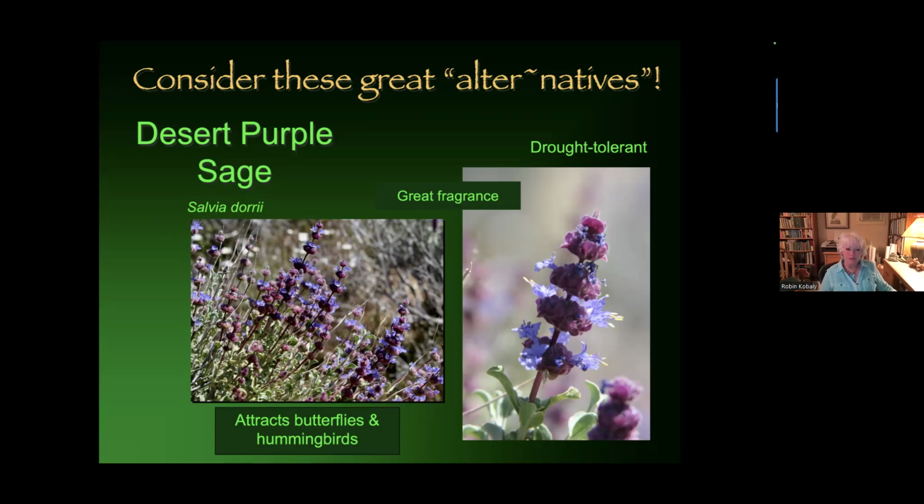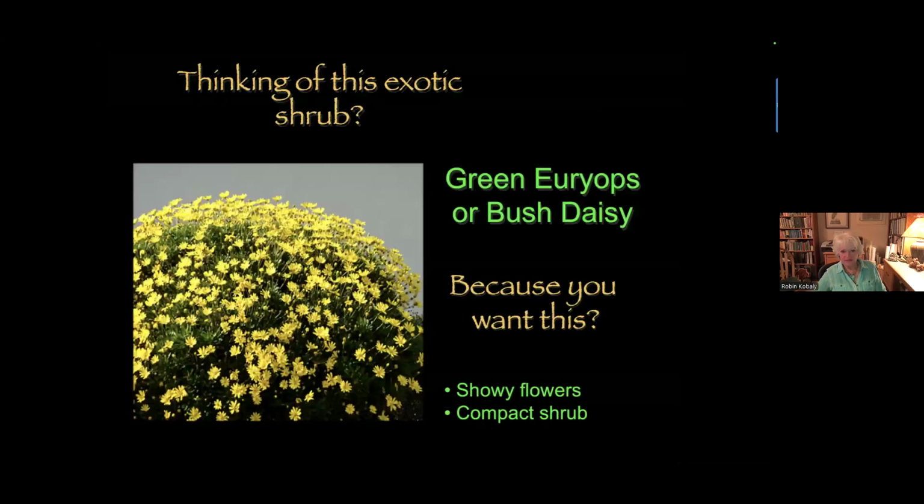But this desert purple sage, it's so beautiful, and it stays pretty compact. Right now, the white-crowned sparrows that have migrated here for the winter spend a lot of time underneath that plant just picking up seeds. So it's a great wildlife, songbird plant as well, and wonderful fragrance.